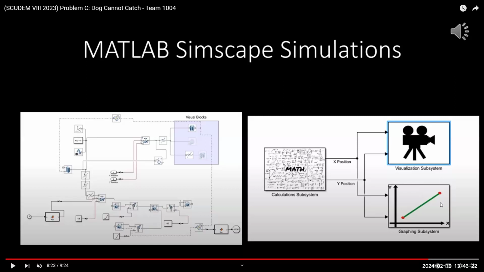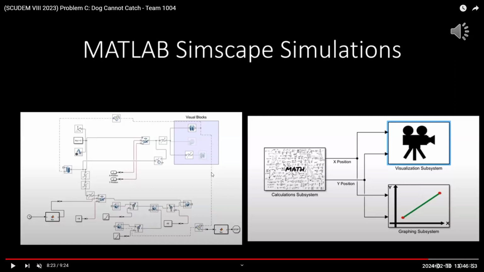And we have our graphing subsystem, which, as it sounds, just graphs similarly to the graphs we showed before, just more in real time so that it's easier for us to manipulate it without having to rely on the visualization part of it. And then over here to the left is more of our visualization software and the amount of Simscape that had to be done to get the visualization.